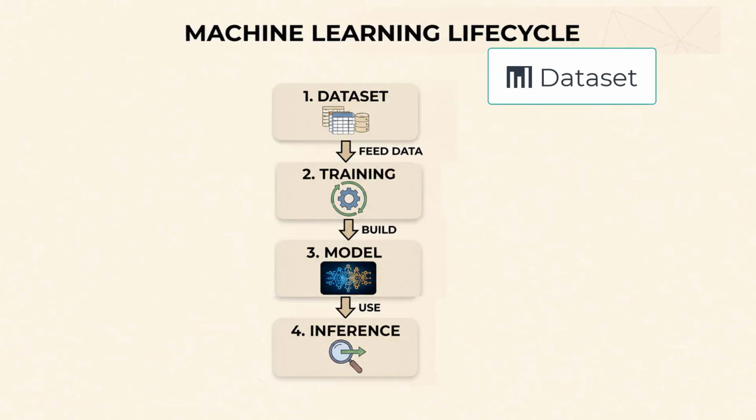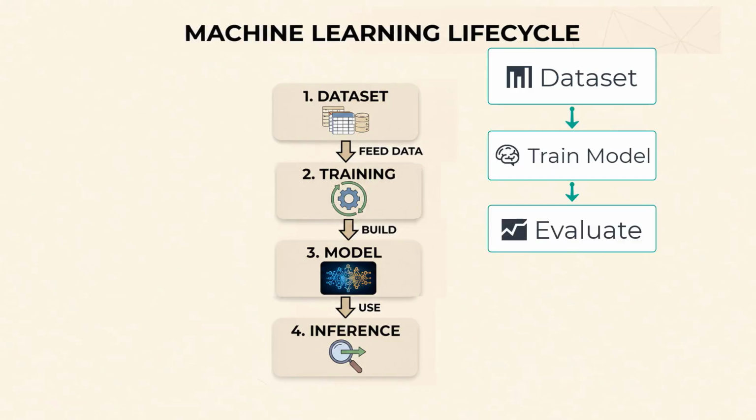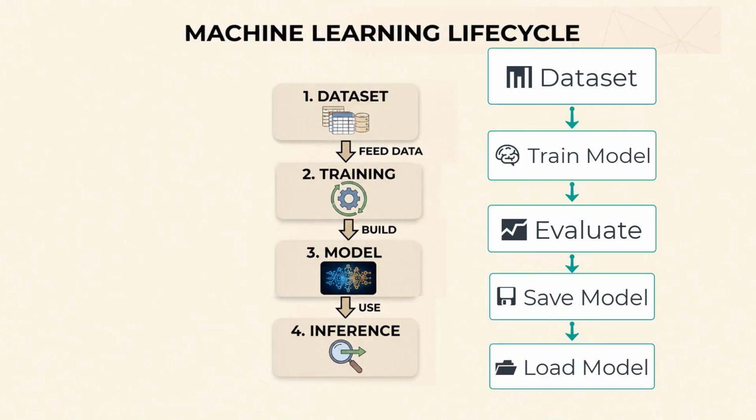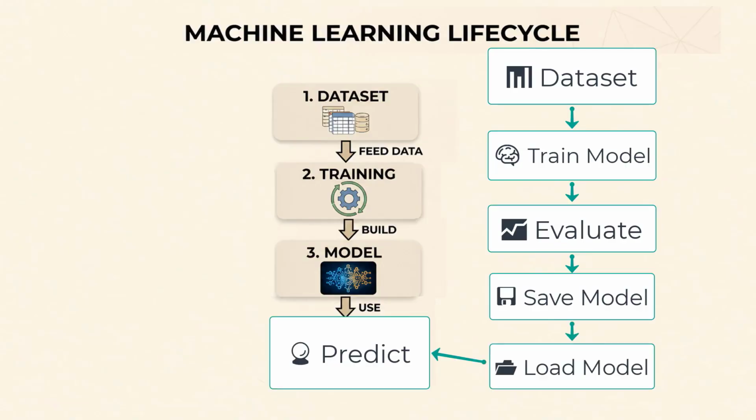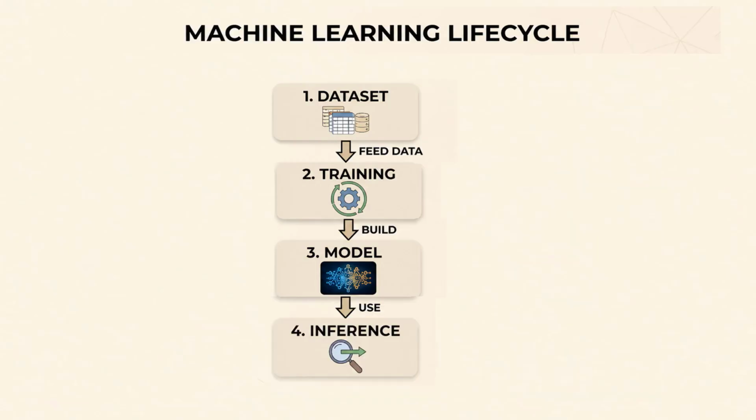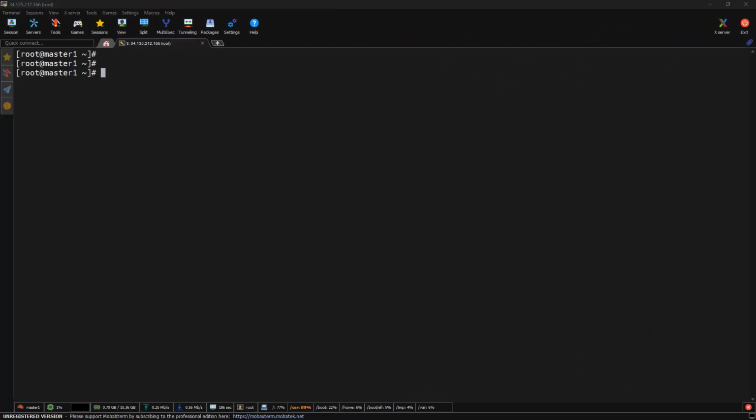We will start with a dataset, train our first machine learning model, evaluate how well it performs, save the trained model to the disk, load it back into the memory, and finally use it to make predictions just like real production systems. By the end of this video, you will see the complete journey from raw data to intelligent prediction. So let's start by creating a dedicated workspace for this particular project.